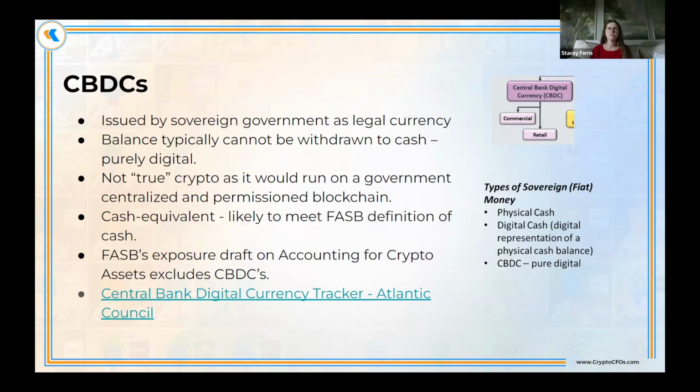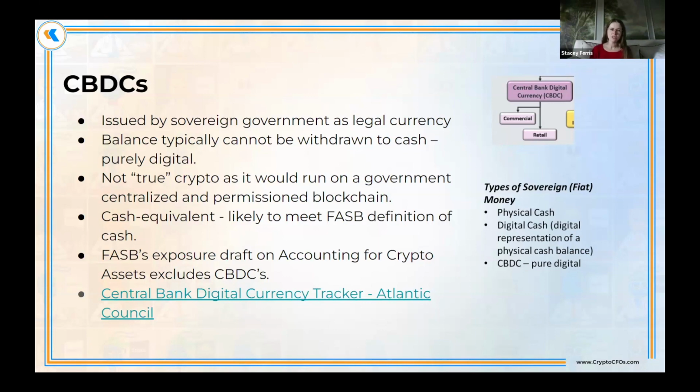A lot of countries within the Caribbean have also moved to CBDCs. And you can see all of these at the bottom link on these slides. The Atlantic Council, you can also just Google this if you're trying to see it. Fantastic tracker, which shows you 130 countries, the current state of their CBDC projects, why they're doing it, the motivation, and more information. So a CBDC is not true crypto because it runs on a government centralized and permissioned blockchain. It would be a cash equivalent.